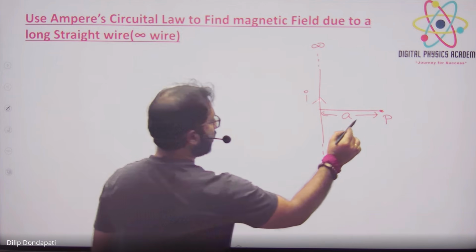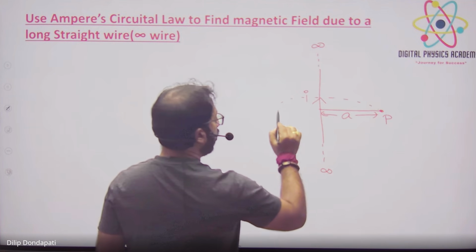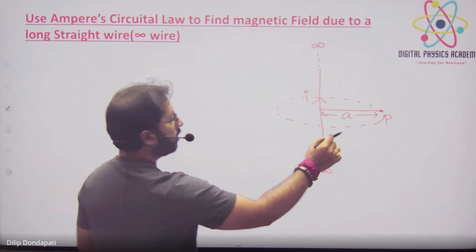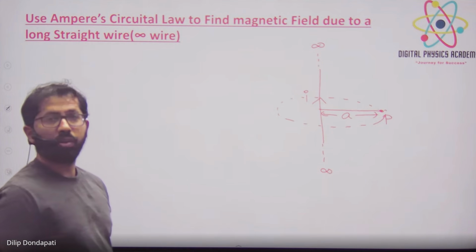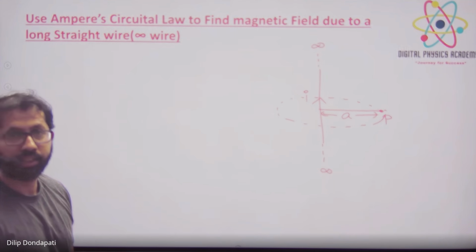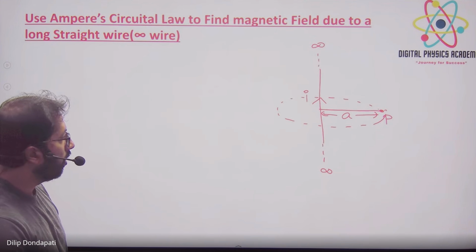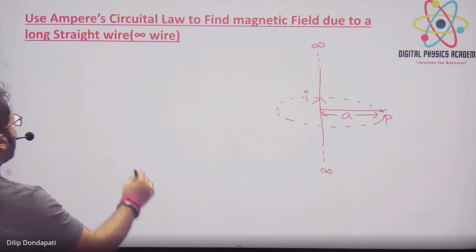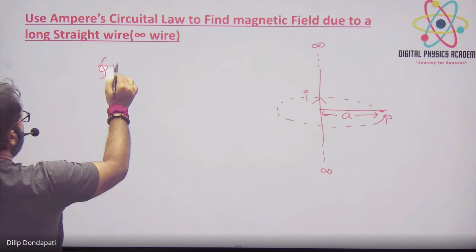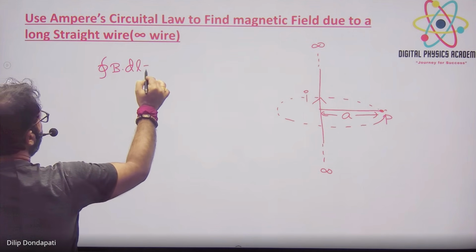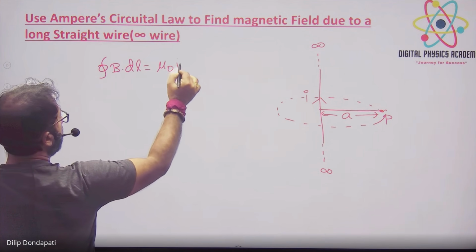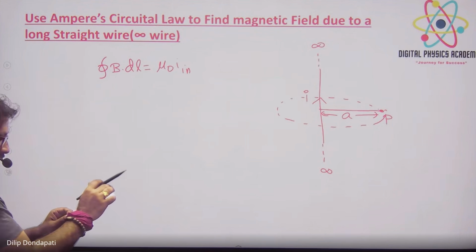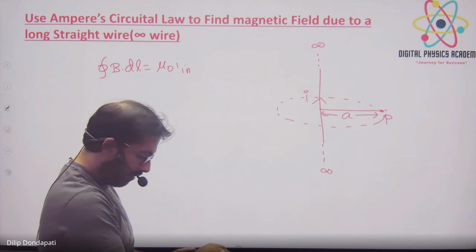We have to draw an imaginary loop that should pass through this point P. We are drawing the imaginary loop that is passing through the point P. Okay. And write the formula. Closed integral B dot dl is equal to mu naught times I inside.